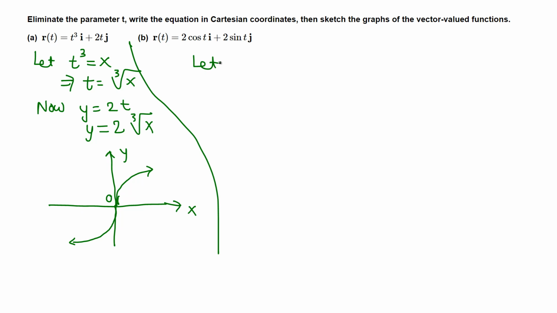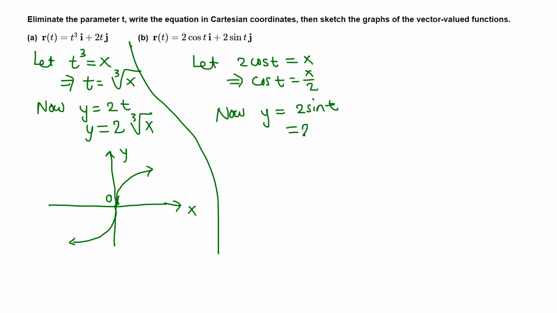Similarly, we let 2 cosine t be x and solve for t. So this is the same as cosine t equals x over 2. I'll leave one line. If I have to solve for t, I'll come back here, but generally let's not solve for t, which gives us cosine inverse. And now the second part, y is 2 sine t.